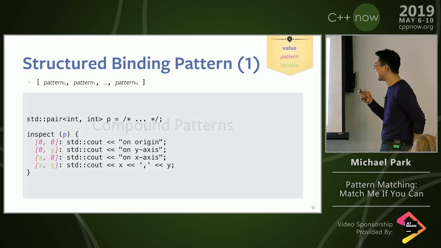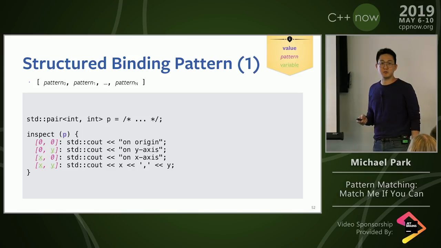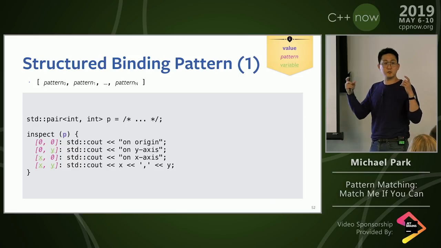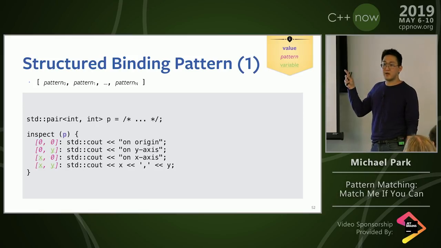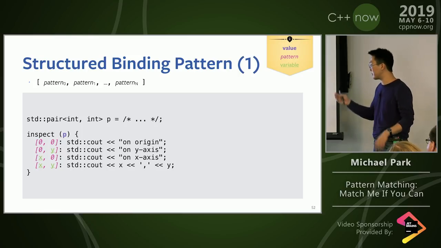More interesting patterns. One is the structured bindings pattern. This is familiar if you've used structured bindings, and pretty self-explanatory, right? You can use square brackets to introduce a set of patterns. And the observation here is that if you only have identifier patterns inside the square brackets, then you have exactly what structured bindings is.